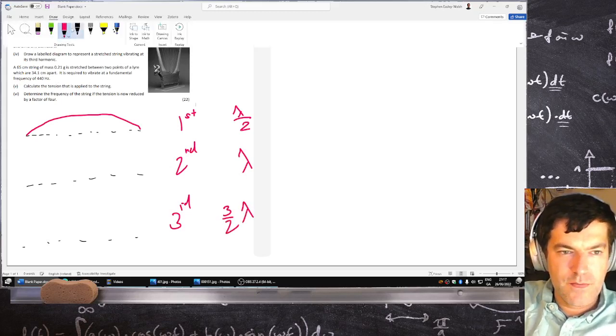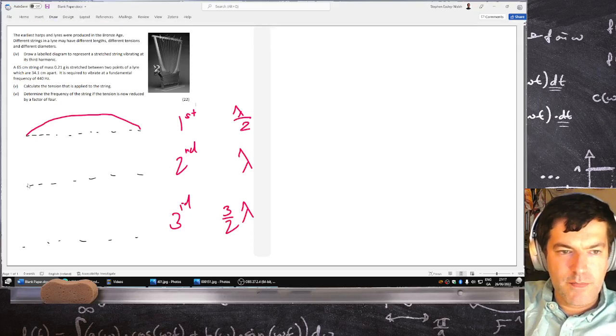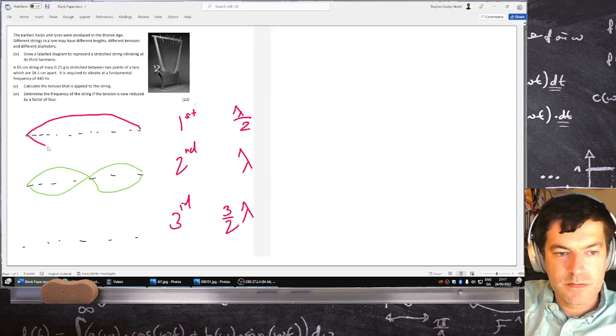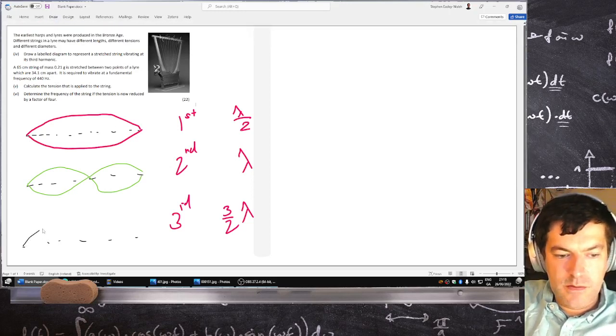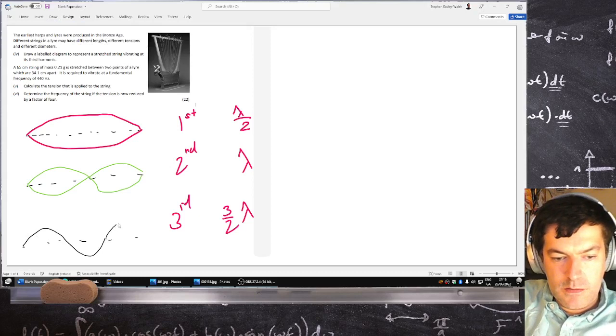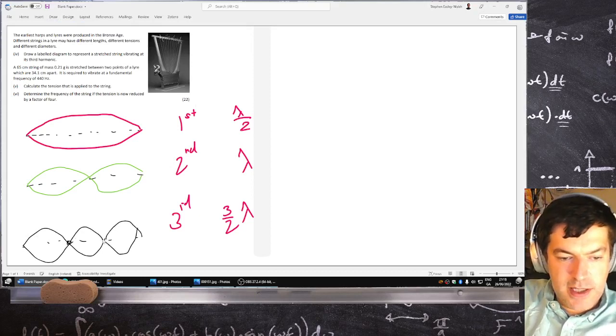So that would be, oh yeah, it's a standing wave, so I should complete the diagram. So then 1.5, okay. And then here we go. And these points here are the nodes. And then these points, that's the antinodes.